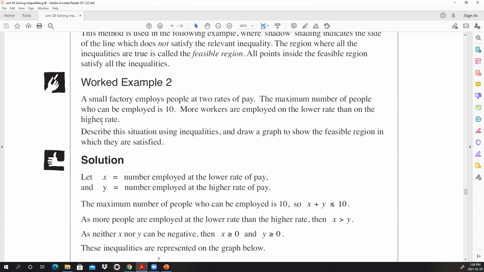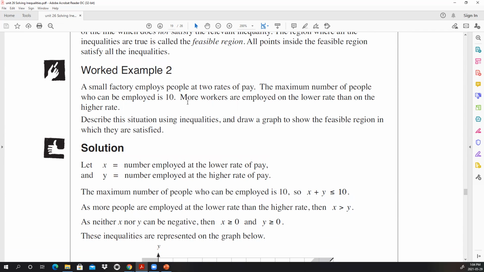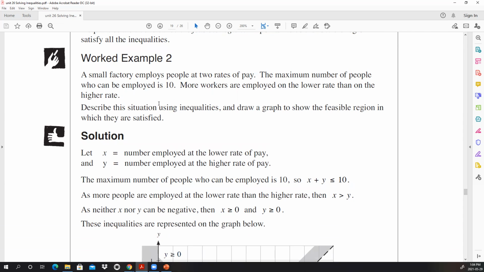So this example: a small factory employs people at 2 rates of pay. The maximum number of people who can be employed is 10. More workers are employed on the lower rate than on the higher rate. Describe the situation using inequalities and draw a graph to show the feasible region in which they are satisfied. Remember, the feasible region is where all inequalities are true.